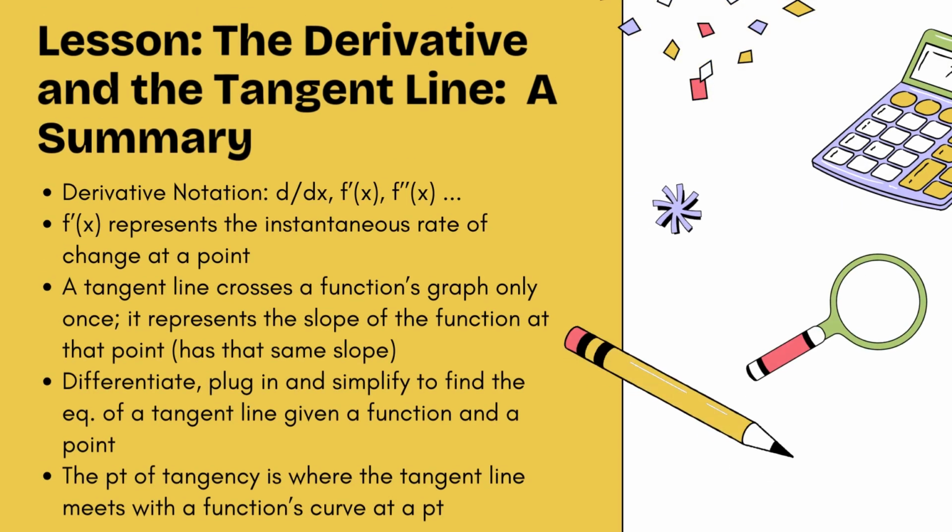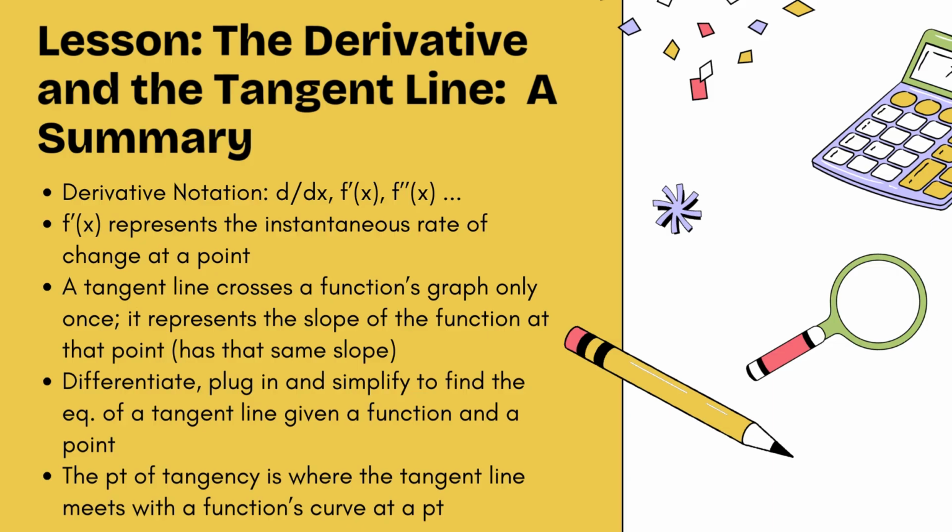And that was it for this video. So within today's lesson, the derivative and the tangent line, here is a summary. So basically, again, we've discussed derivative notation, right? d over dx, or f prime x, f double prime x, where f prime x, or a derivative, represents the instantaneous rate of change at a point. And remembering again, instantaneous is at a point, so instantaneous rate of change at a point is basically the rate of change at a point.